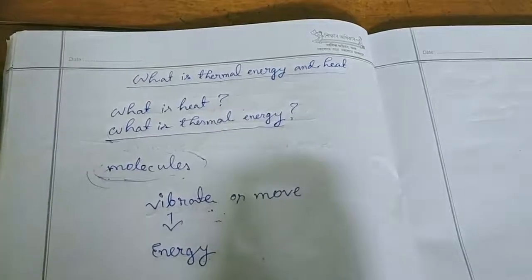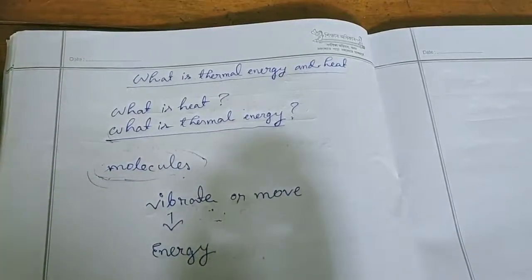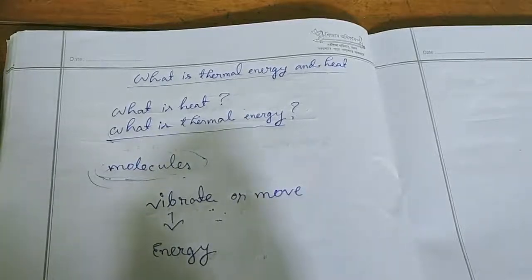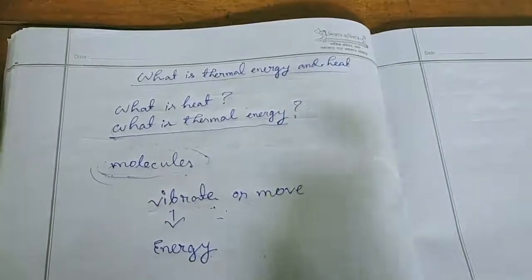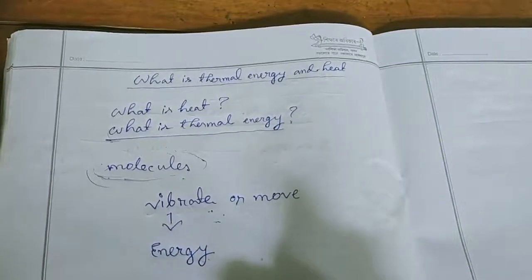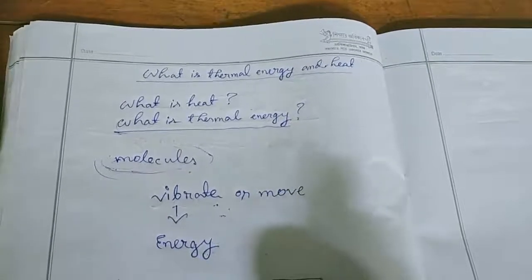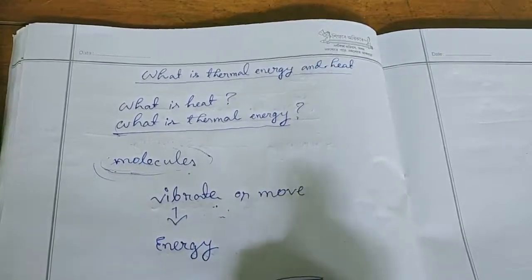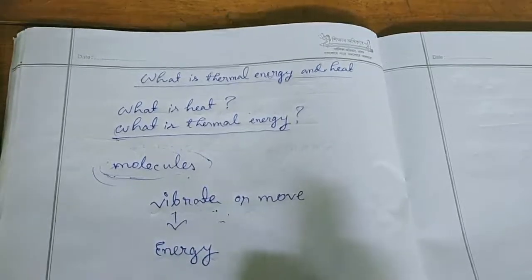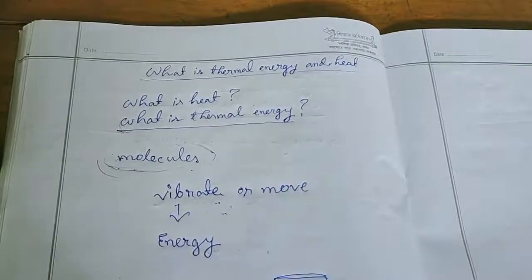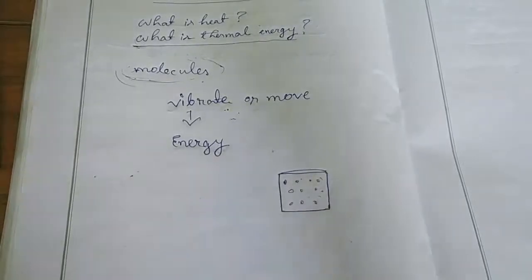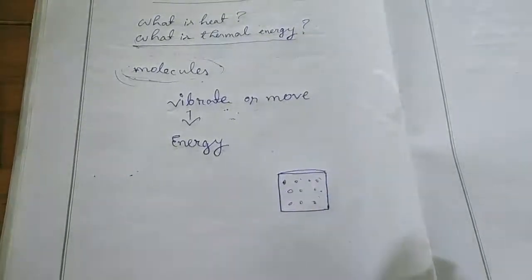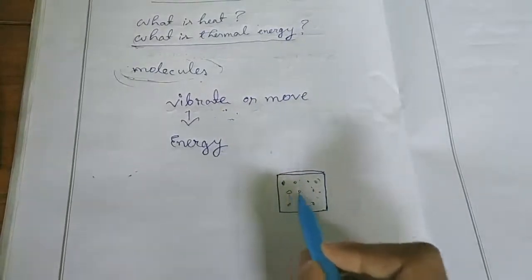I will give you one example. Consider a jar of candies. You go to a shop, you see a jar filled with candies. Now consider the candies inside the jar as the molecules of the jar. Now each of those candies has its own energy and they are in motion.